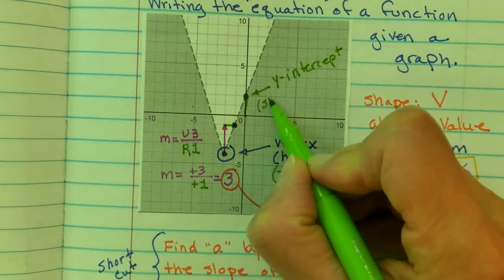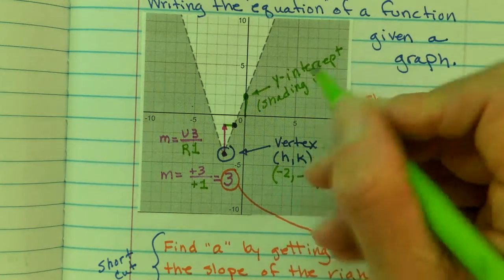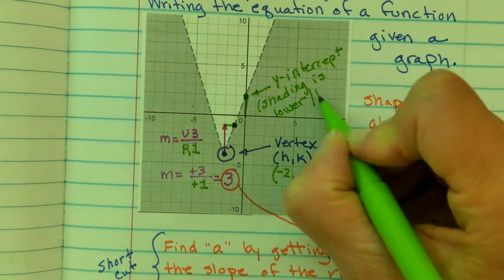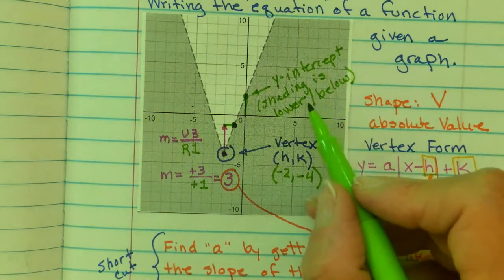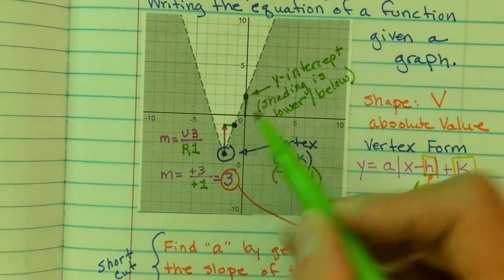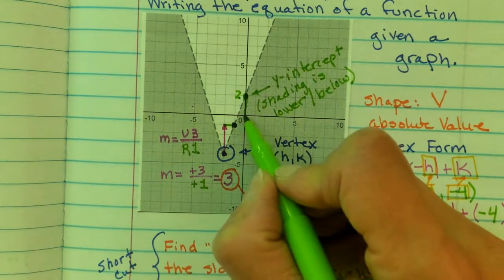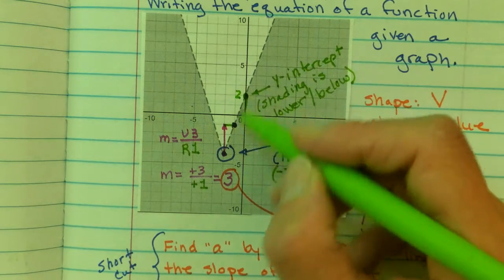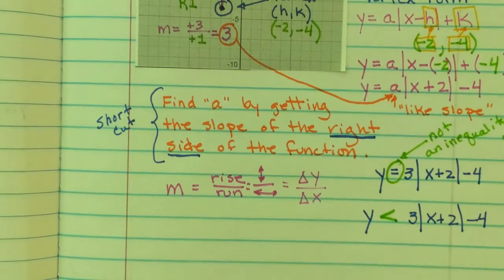So the shading is lower or below. That means we have y is less than, because the value of y right here is 2. 0 is clearly less than 2. So y is less than our function. So we're going to say y is less than down here.